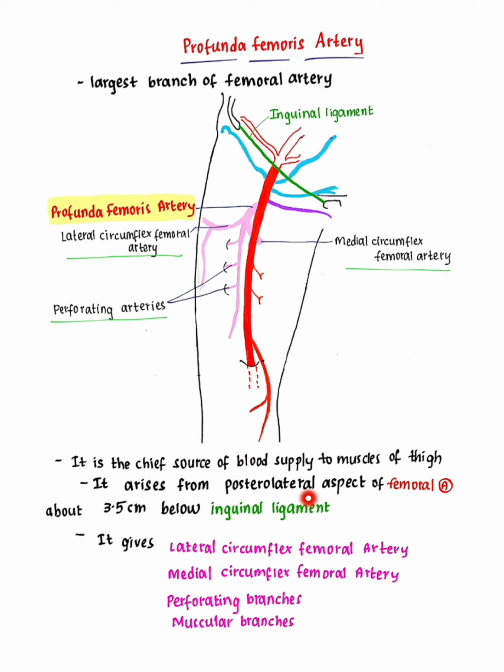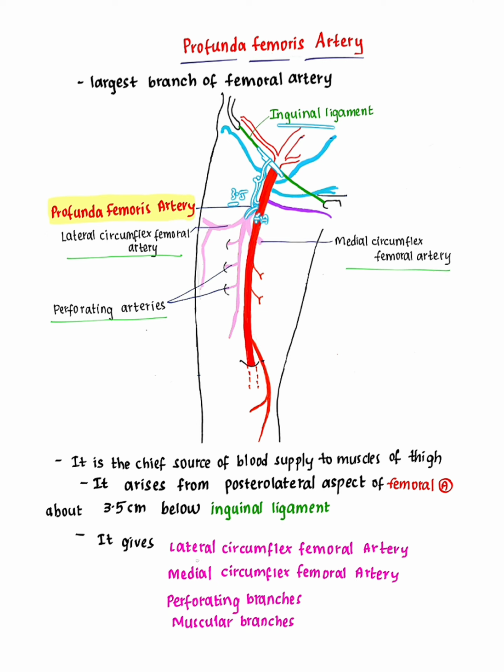It arises from posterior lateral aspect of femoral artery, about 3.5 centimeters below the inguinal ligament. You can say this is inguinal ligament. 3.5 centimeters below the inguinal ligament, profunda femoris artery arises.